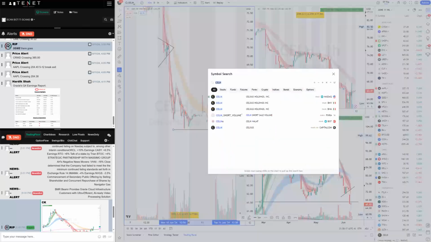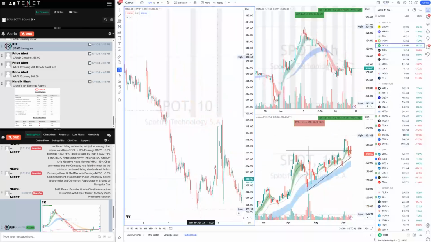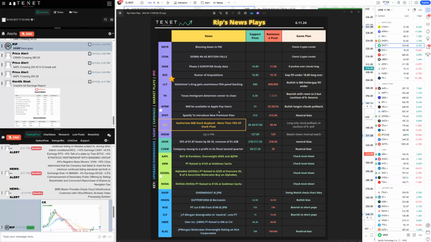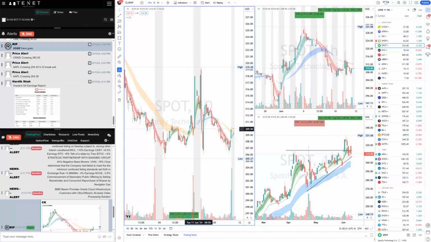Another one which I was talking a lot about on the community voice today was SPOT, because SPOT was gapping up again. Same news, rinse and repeat. I had a neutral bias. 313 was my support. They introduced a new premium plan. We have heard it many times again. Once it broke 339, it faded to 306. It was also a day 2, but it also had news, so it was also a short.